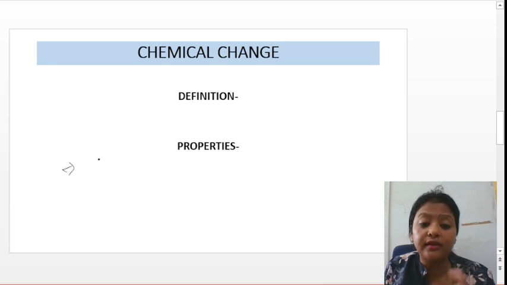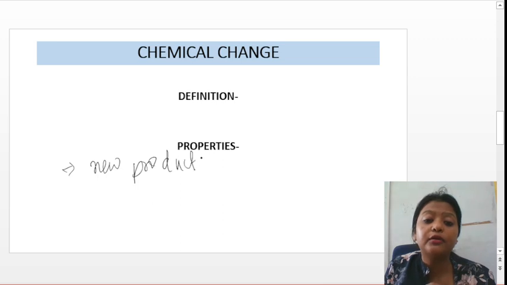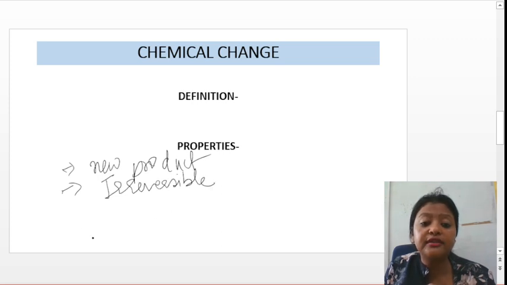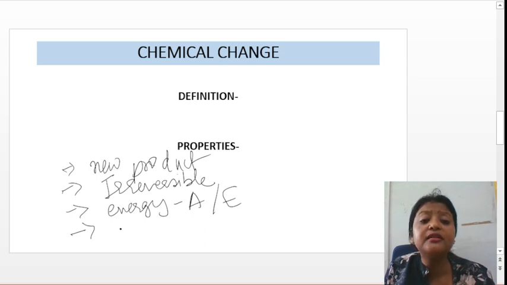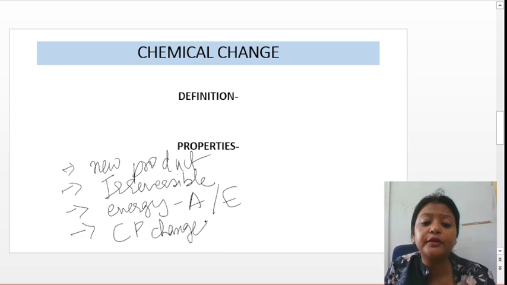Number one, very important, is that a new substance is formed. You can say a new product is formed. Number two, it is irreversible. Once the change occurs, it cannot be reversed back. Number three, energy may be used: energy may be absorbed, or energy may be evolved. Number four, there is a change in the chemical property, or you can say the internal property changes. So these are some of the properties of chemical change.